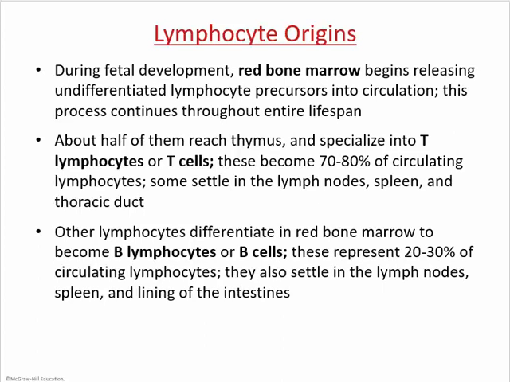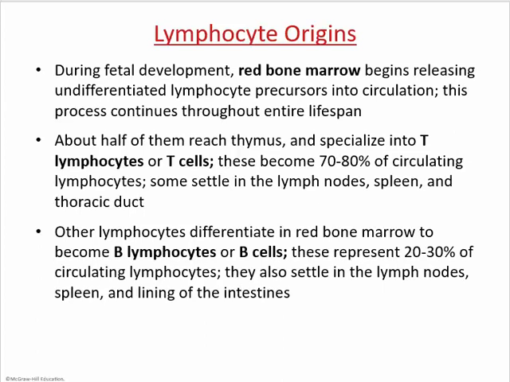Okay, so there's a group of lymphocytes that learn the antigen that they are going to be programmed for. They get programmed in the thymus. They become immunocompetent in the thymus. And so we call them T lymphocytes. There are other lymphocytes that become immunocompetent in the bone marrow, and then we call them B lymphocytes.